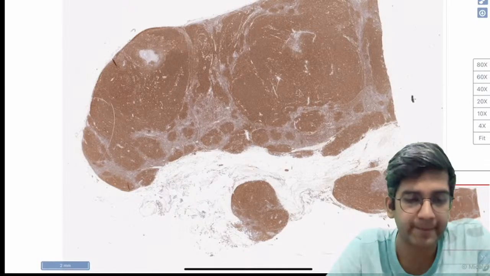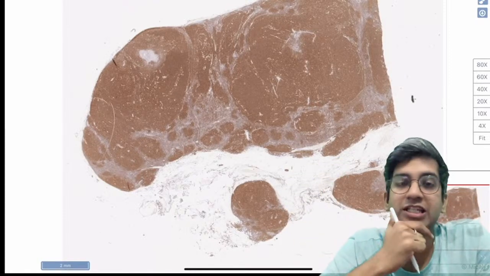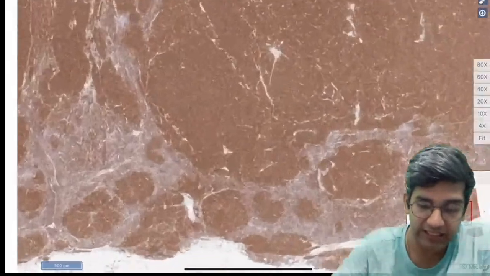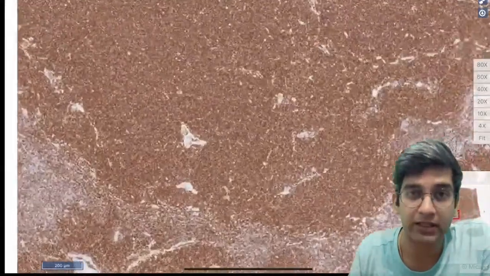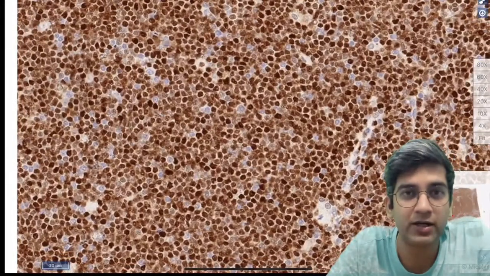Where do you look? This is positive. By default, it's positive, right? Most of you, if you're not seeing good enough IHC, you will put the slide and say it's positive. You have to look for cyclin D1. Cyclin D1 is a nuclear marker. Let's zoom in. Do you accept it's a nuclear marker?